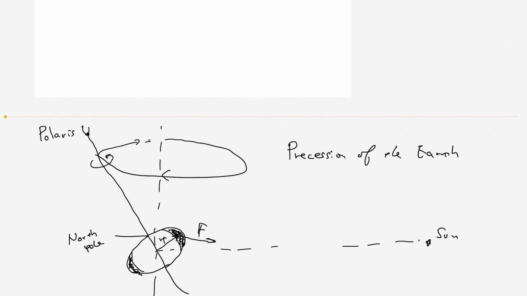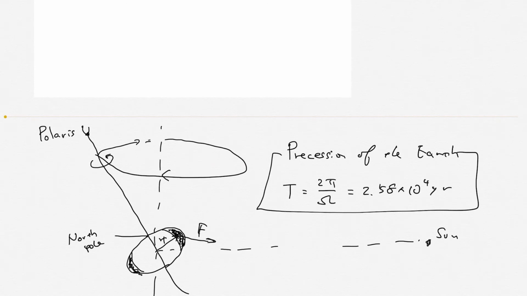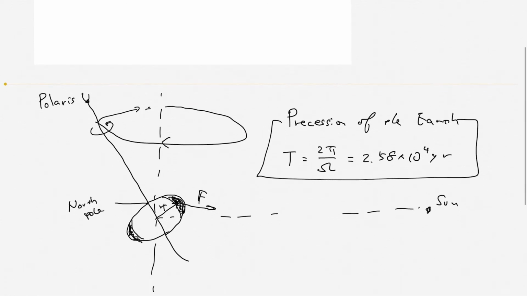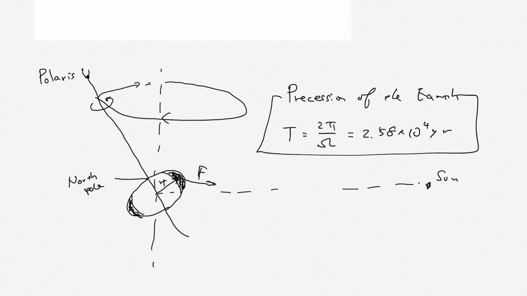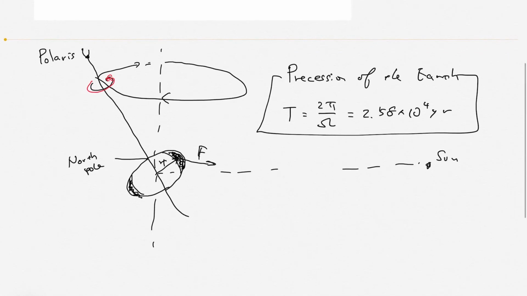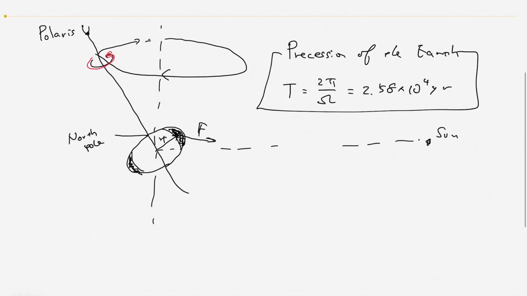This period of the precession is given by 2 pi over omega. This is equal to 2.58 times 10 to the 4 years. So we call this a precession of the Earth. So in this case, at first we would like to discover the angular momentum of the Earth. So Earth is spinning, so the angular momentum of the Earth can be obtained.